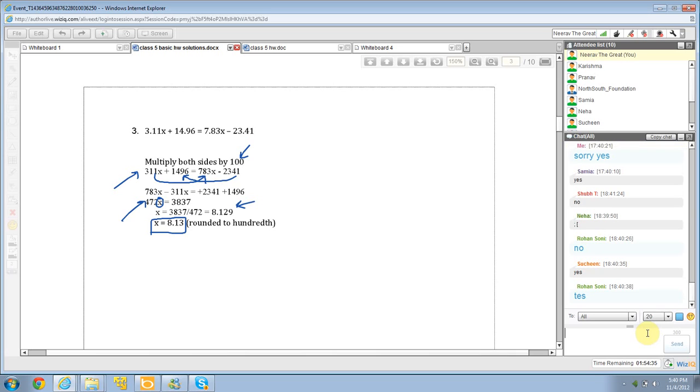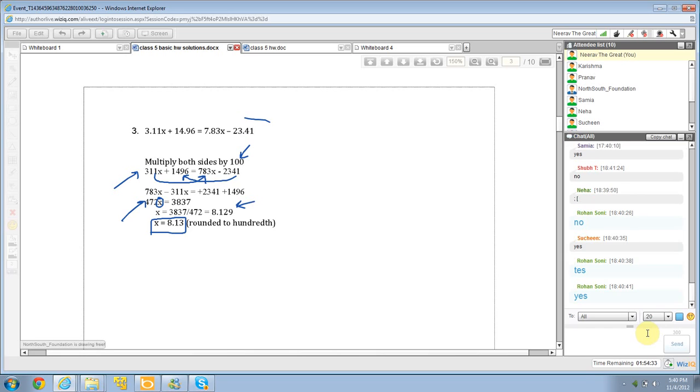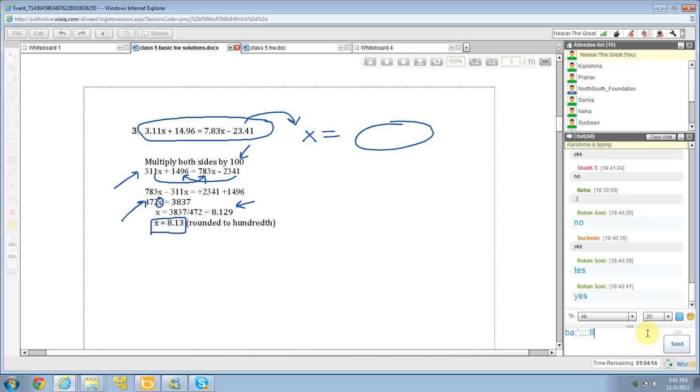Okay, so basically what we're doing is, here's our problem. Whenever you see an algebraic equation like this saying solve for x and round to the nearest hundredth, what you want to do is take this equation and get it in this form: x equals, and then some number goes here. The first thing we did was multiply by 100. By doing so, we got rid of all of the decimal places. So now we got 311x and 1,496 is equal to 783x plus 2,341. This is the same thing as that last equation, just multiplied by 100.